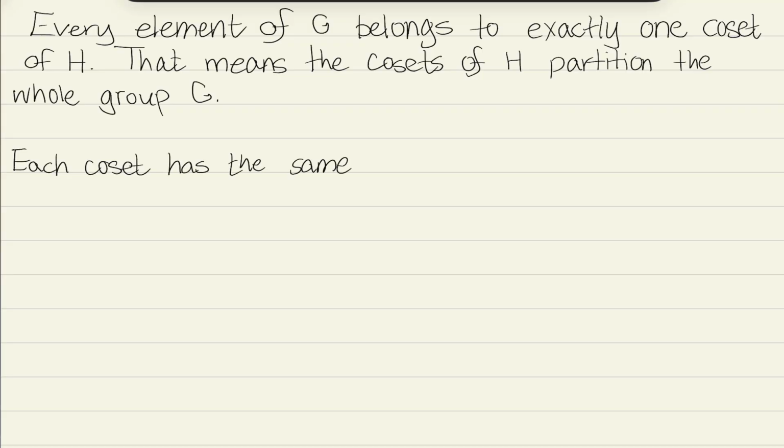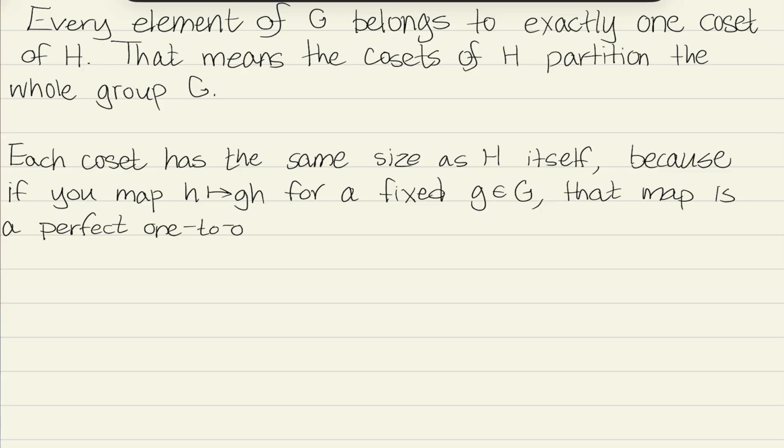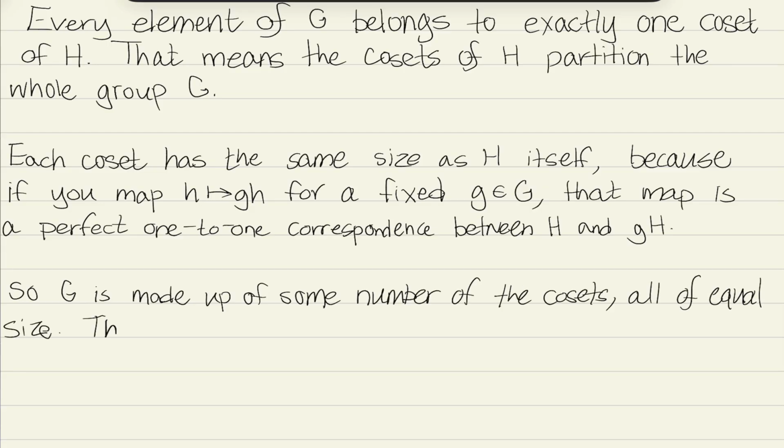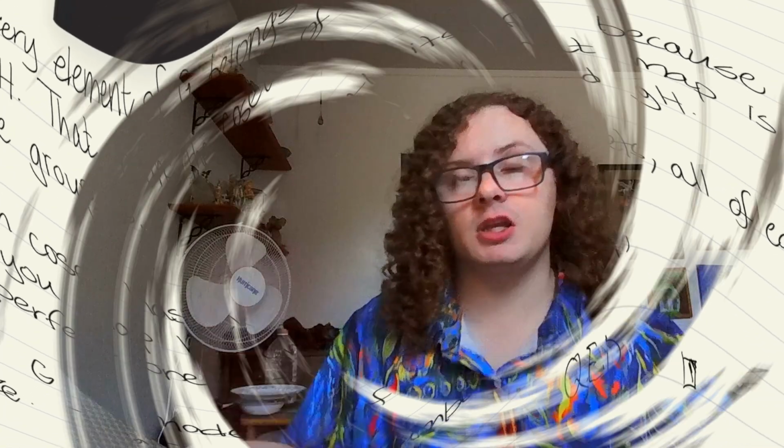Each coset has the same size as H itself, because if you map H to gH for a fixed g, that map is a perfect one-to-one correspondence between H and gH. So G is made up of some number of these cosets, all of equal size. That means the cardinality of G is equal to the number of cosets times the cardinality of H, and therefore the cardinality of H divides the cardinality of G. QED.